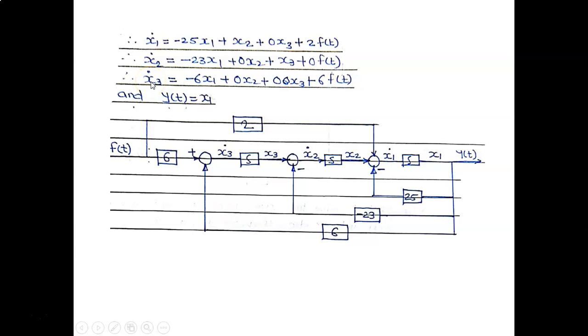First of all, we will see x3 is equal to minus 6 x1 plus 6 ft. Already 6 ft is there. Therefore, we will take the signal from here, x1, and this 6 is multiplied by x1. Therefore, 6 x1, and its signal is negative here.